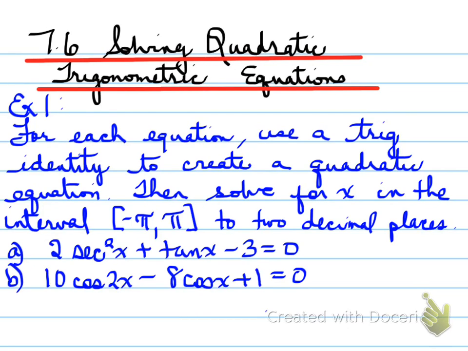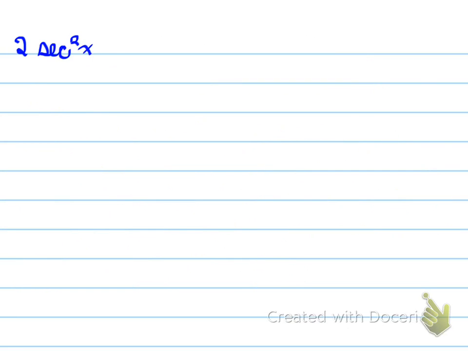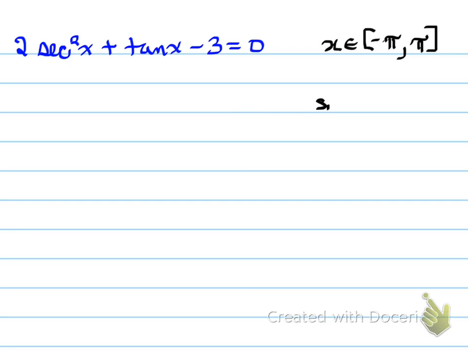So looking at this, 2 secant squared x plus tan x minus 3 equals 0. So we're going to look at this first equation on the next page. Here we go. Now, don't forget that this is for within this domain. So x has these properties.